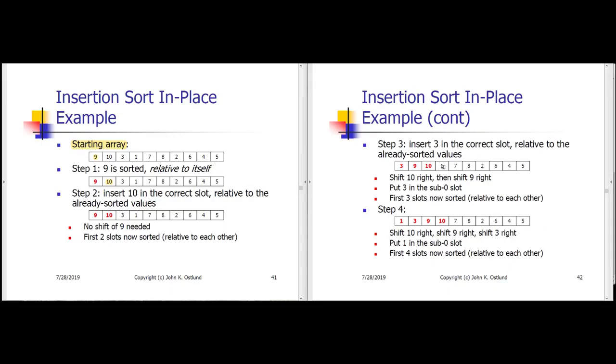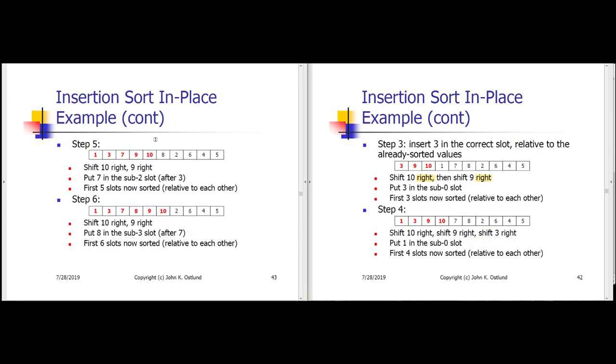In step 4, we will insert 1 into its correct location. 1 is going to be inserted ahead of the 10, ahead of the 9, ahead of the 3. And each time we do an insertion, that's going to entail shifting a value to the right. So 10 will get shifted to the right, 9 will get shifted to the right, 3 will get shifted to the right, and then 1 will be in the correct place, and so forth. We just keep adding one more volume to our sorted sequence in the left-hand slots.